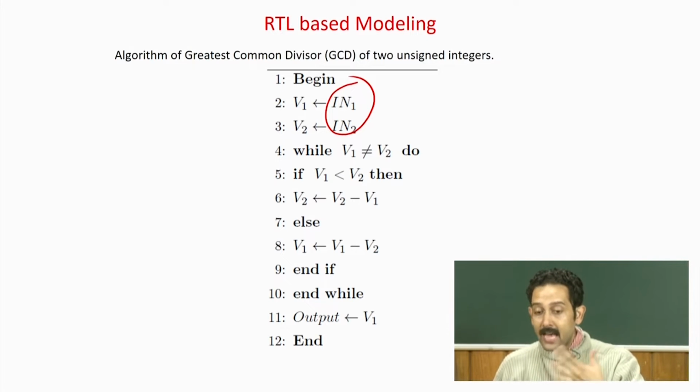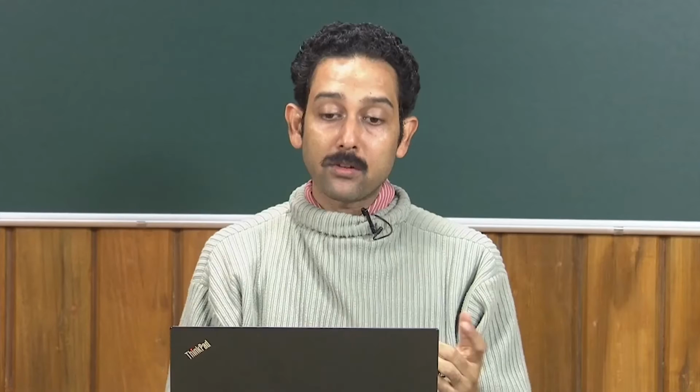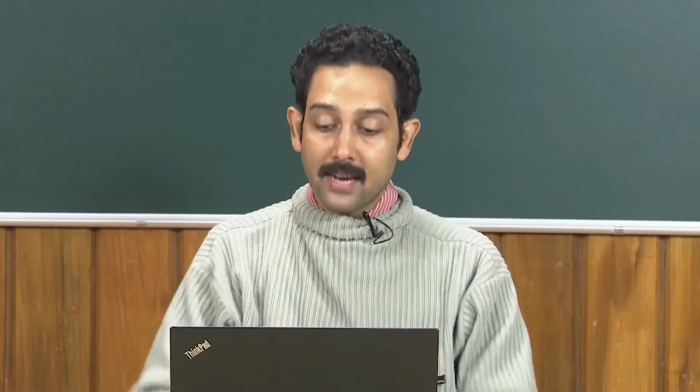But if you look at the RTL level, it is totally immaterial what the size of the inputs in1 and in2 is. It looks like a smaller and nicer problem. All these things are possible if you are modeling at this level of abstraction, at the block level, which is called the register transfer level.